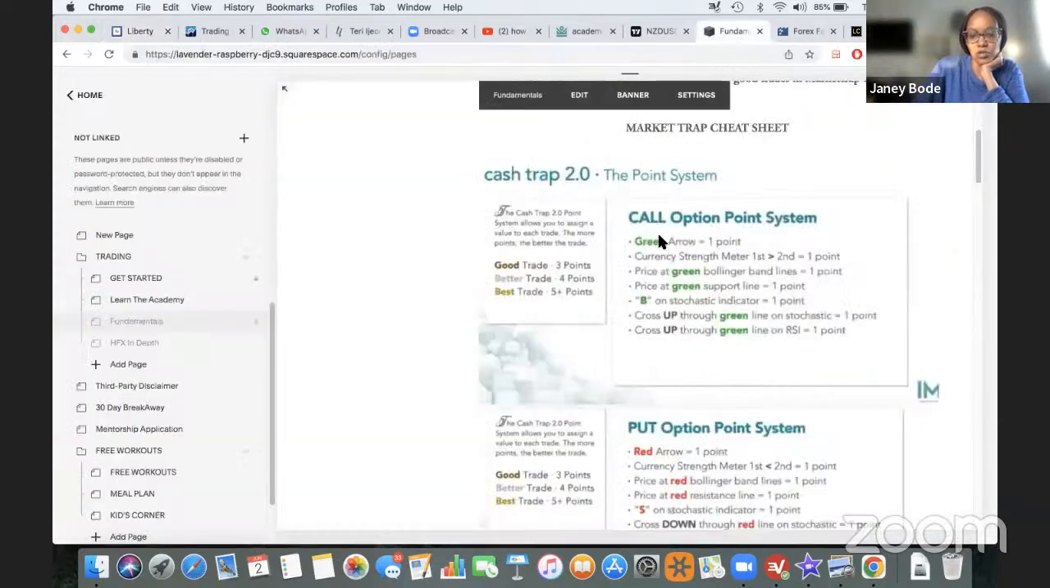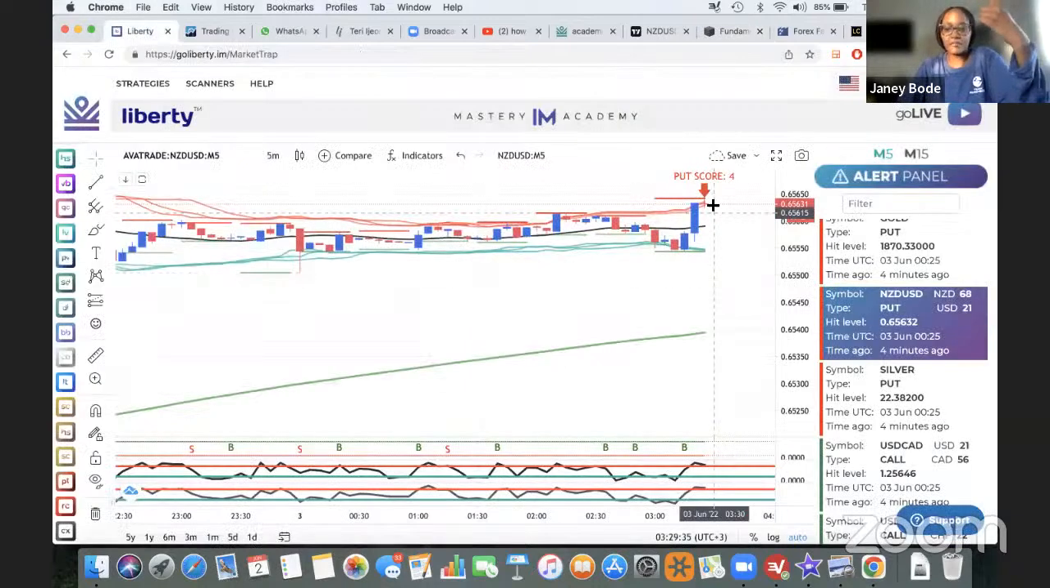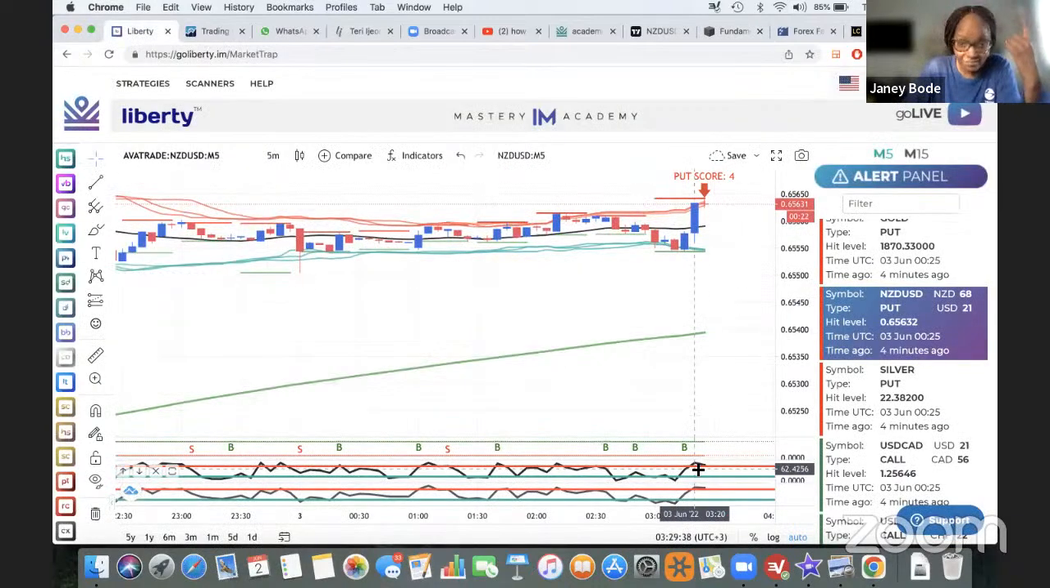Now, okay. So now we're looking, we know it's a call. Currency strength meter. Is the first currency greater than the second currency? That's the reason why I like this little cheat sheet. They don't even say base currency here. It's like layman, right? First currency greater than second? Yes, I have 1 point. Am I seeing a green arrow? No, I'm not. Am I going to take this trade? No, I am not going to.